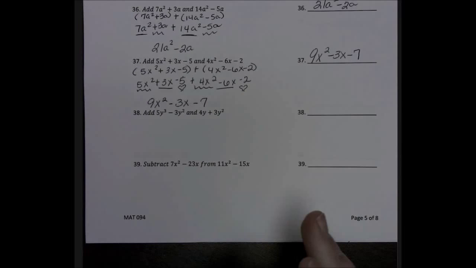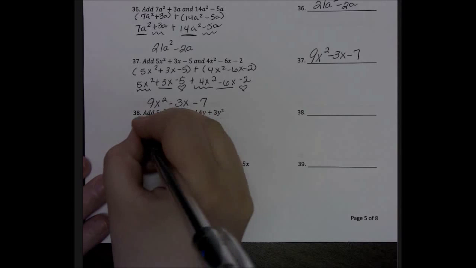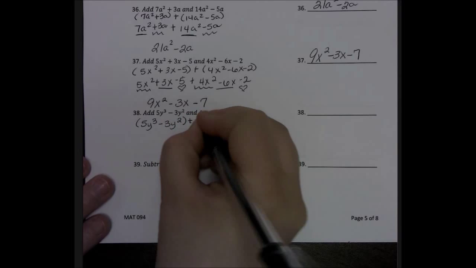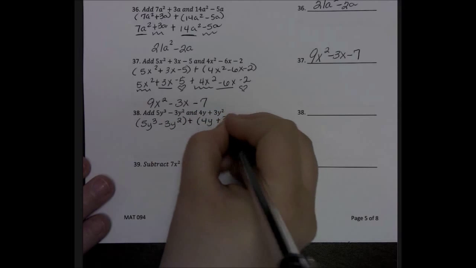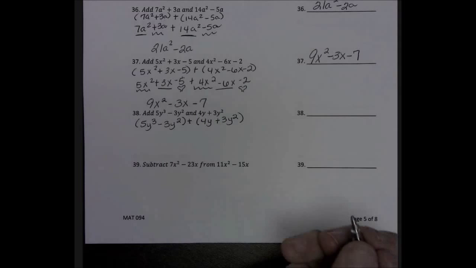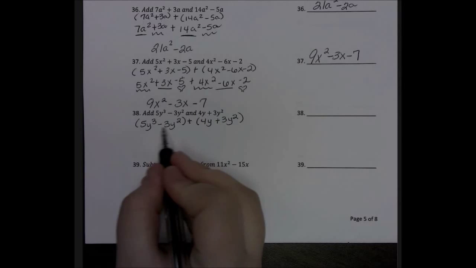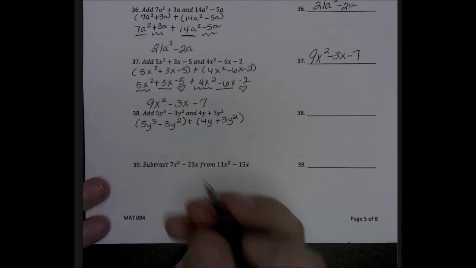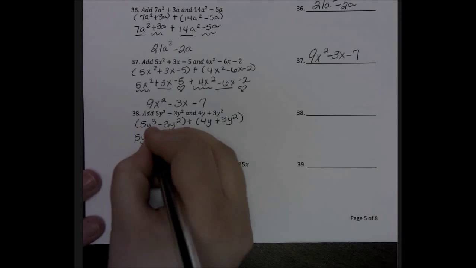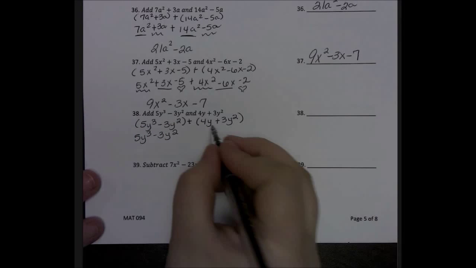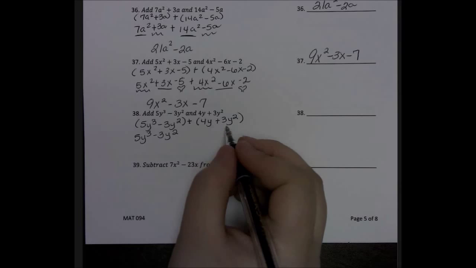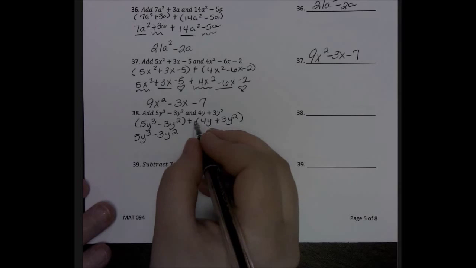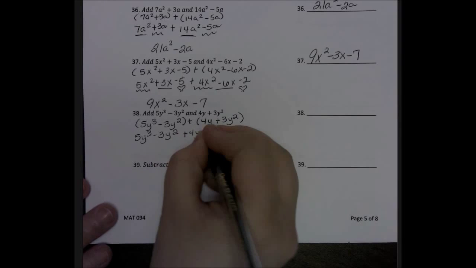Now number 38, I've got 5y to the third minus 3y squared plus 4y plus 3y squared. Can I combine these two terms? No. Is there anything multiplying out in front? No, so I can release it from that set of parentheses. And then can I combine these two terms? No. Is there anything multiplying out in front? No. So I can release that from the parentheses.